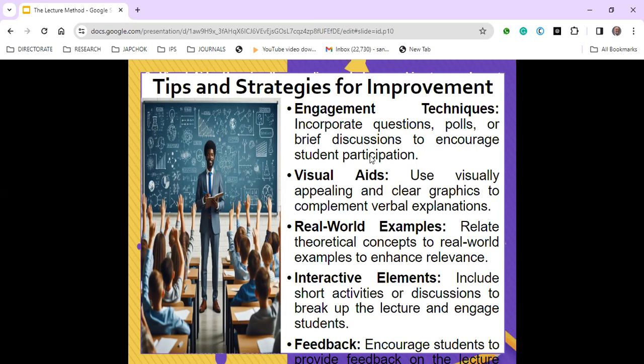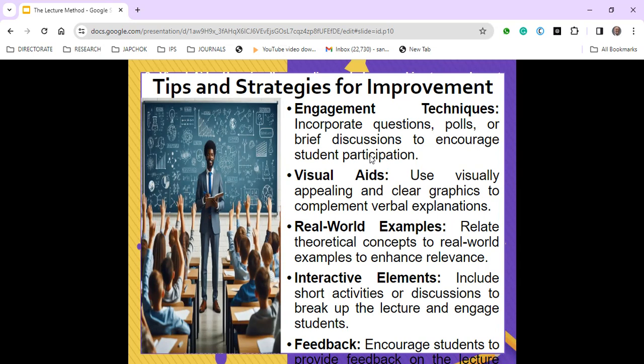Engagement techniques are very critical, very important. The teacher may periodically incorporate questions, polls, and opinions so that it can encourage students to participate. You can see in that image that there are anxious participants in the class, unlike previously where the students just sat down listening. The teacher can use a lot of visual aids to complement his verbal explanation, thereby taking care of visual learners. The teacher can make use of real-world examples so that what they are learning can be made relevant to what they see in the real world.